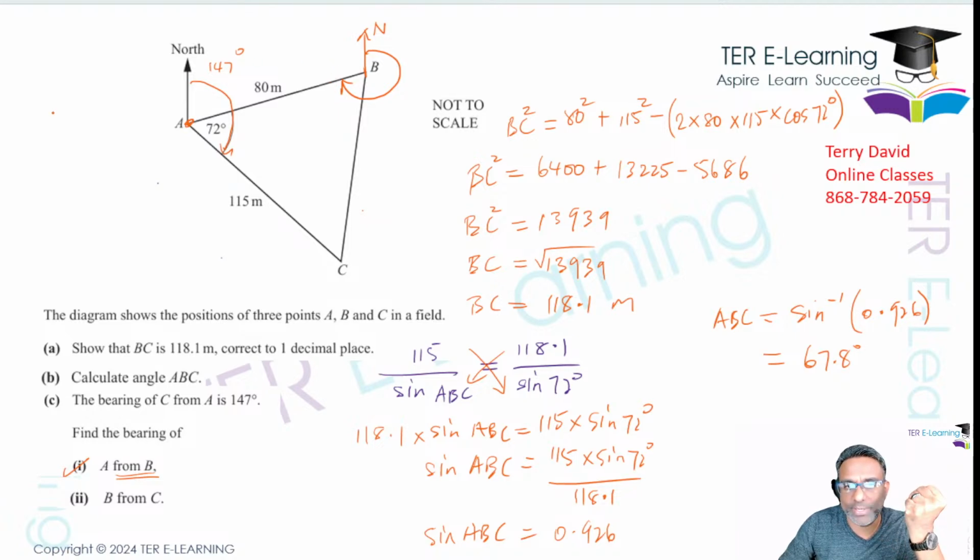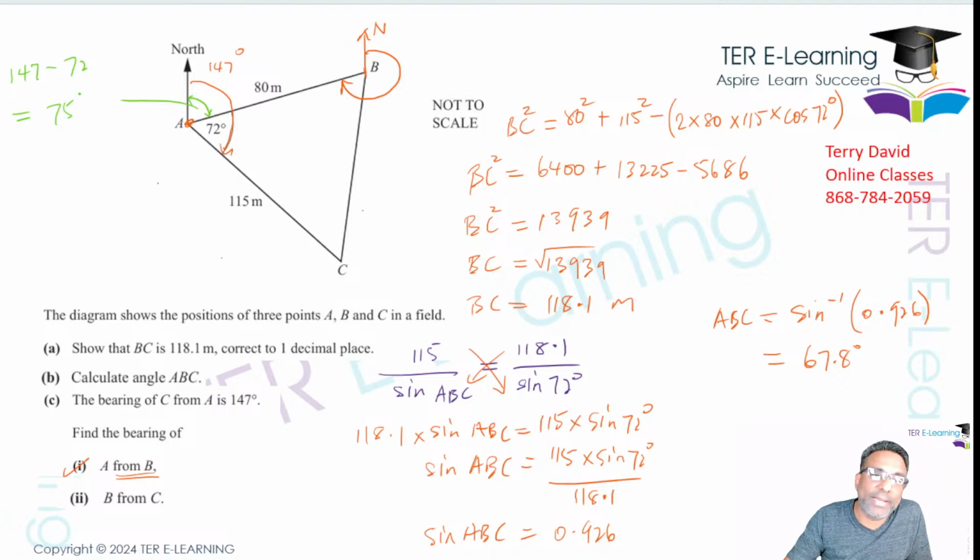Now, we can do this in several different ways, but let's choose the easiest way. You can work out that small green angle there. That small angle is going to be 147 minus 72, and you're going to get 75. So this angle here is 75 degrees. Now, if that angle is 75 degrees, I can work out this angle here because those two angles are co-interior. So this is going to be 180 minus 75, which is 105. So this angle here is 105 degrees. Therefore, to get this bearing, it's going to be 360 minus 105, and you're going to get 255. So this here is 255 degrees.